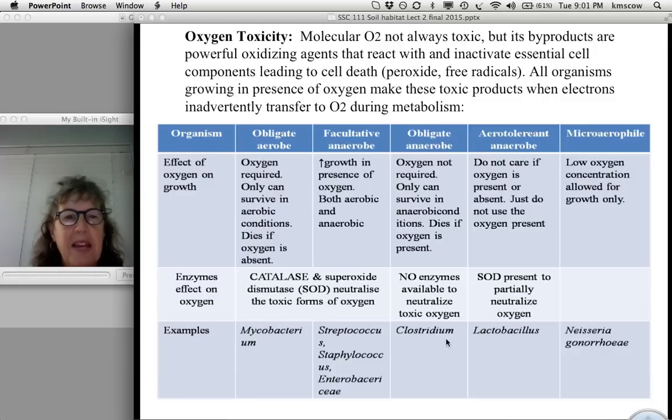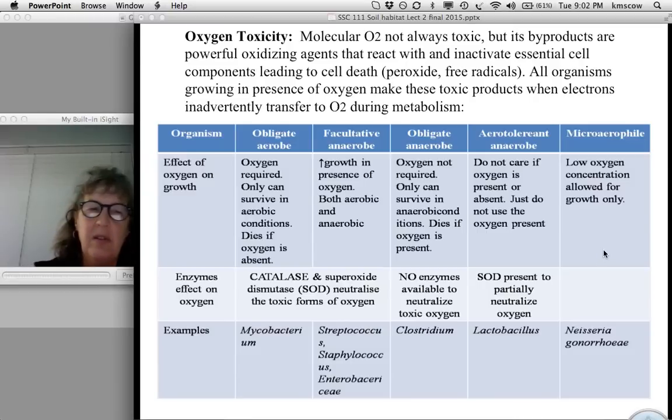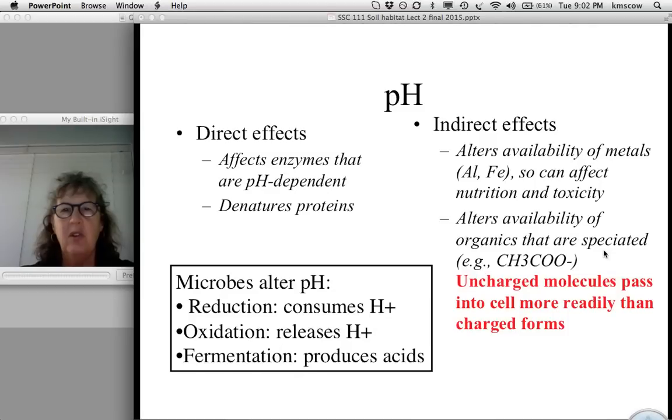Clostridium makes a certain kind of spore. Remember? Makes an endospore, like bacillus. Okay, and then we can go on into more detail. There's microaerophiles, which can live in the presence of oxygen, but it can't be very high. Anyway, those are effects of oxygen on organisms.